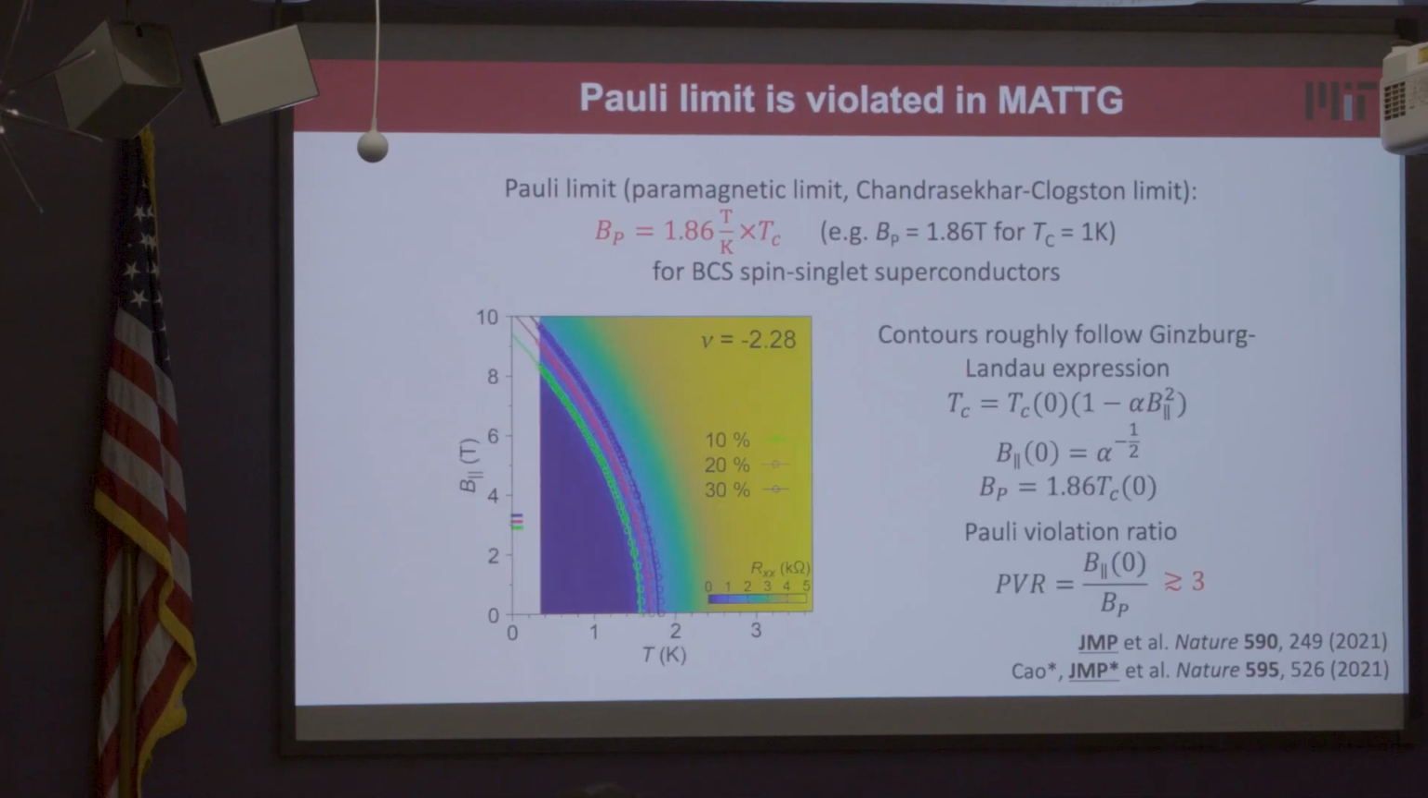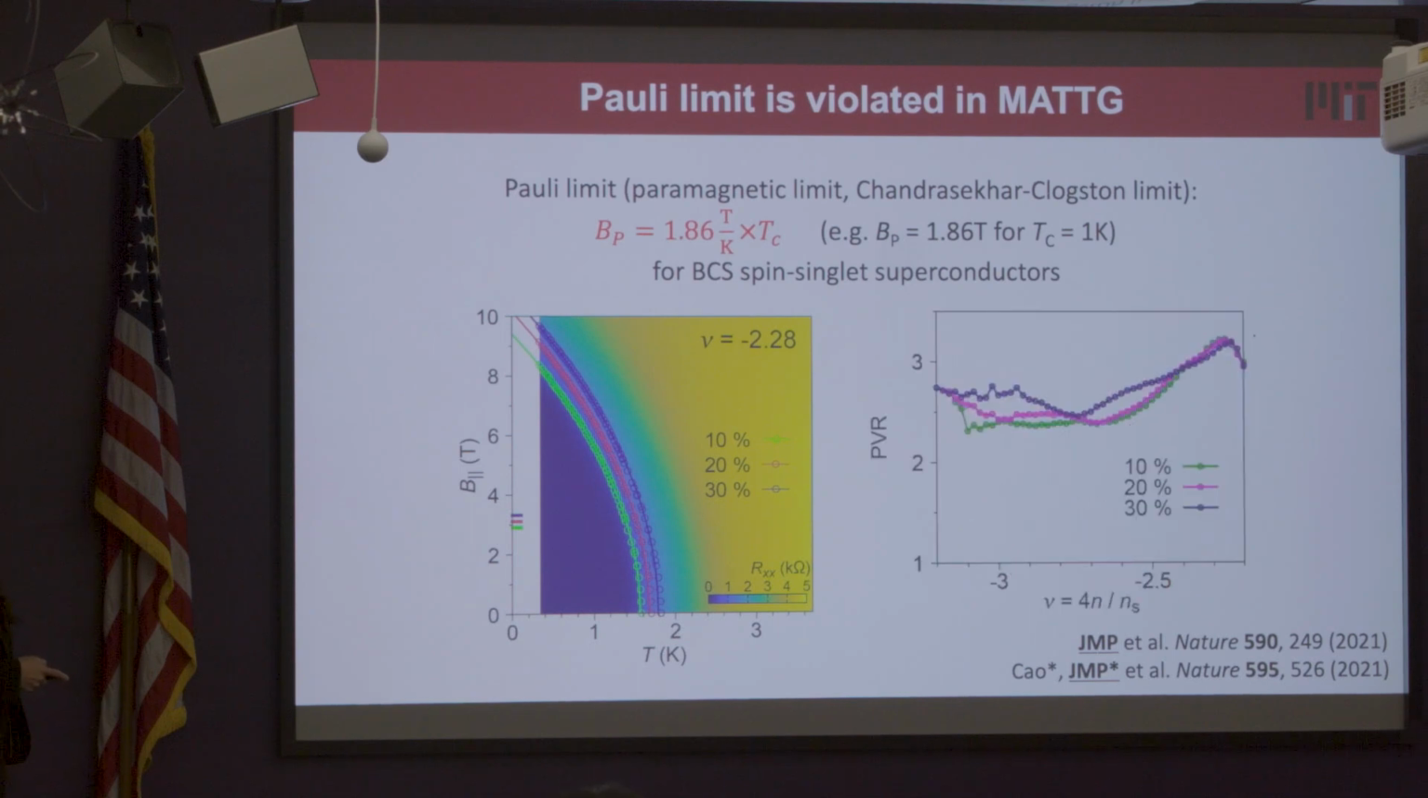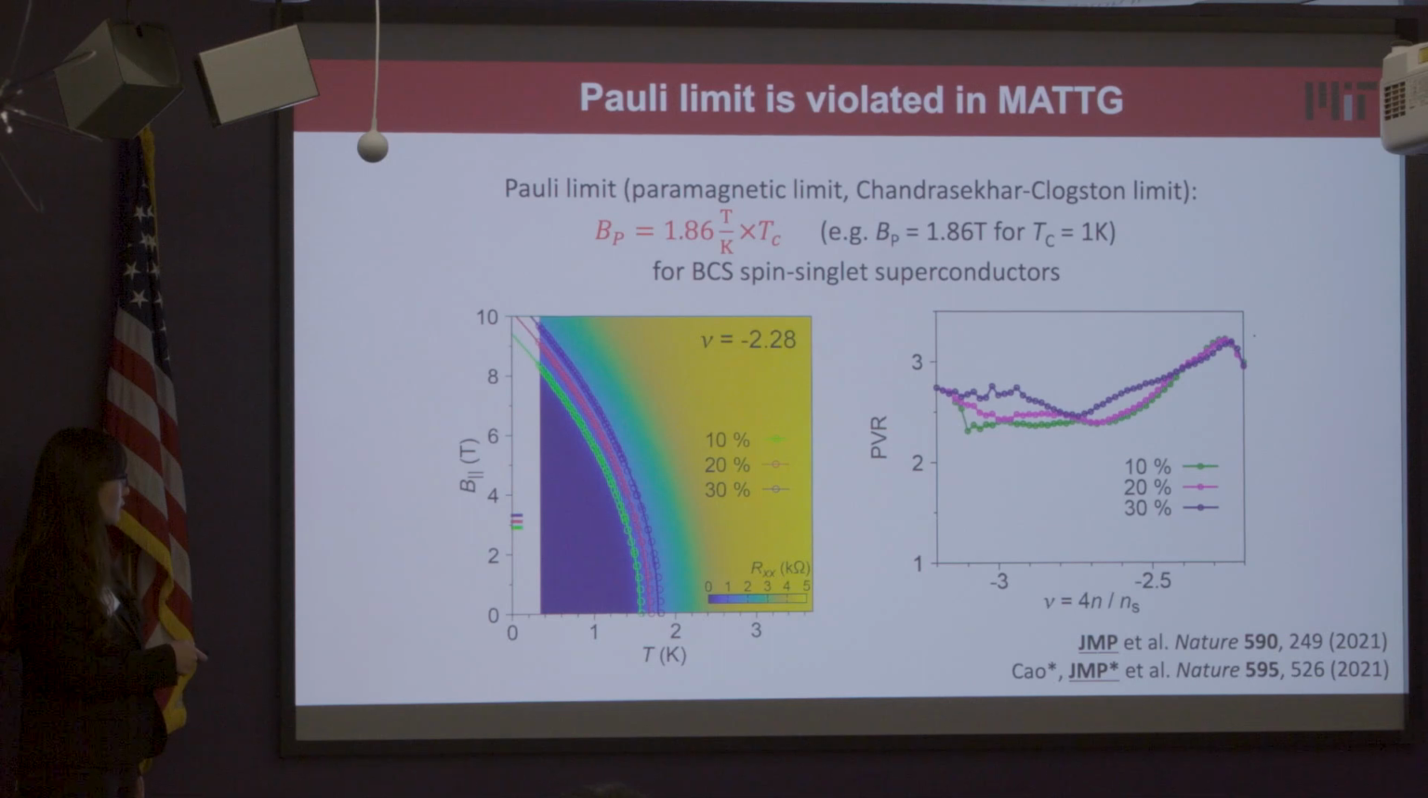Now if we look at the results, we can see that our critical magnetic field in the system exceeds the nominal Pauli limit that we can estimate from our TC by around 3 times. Okay, and I want to emphasize that the Pauli limit violation is consistently the case throughout the entire dome. So this is the entire superconducting dome. It doesn't have that much dependence in some sense.